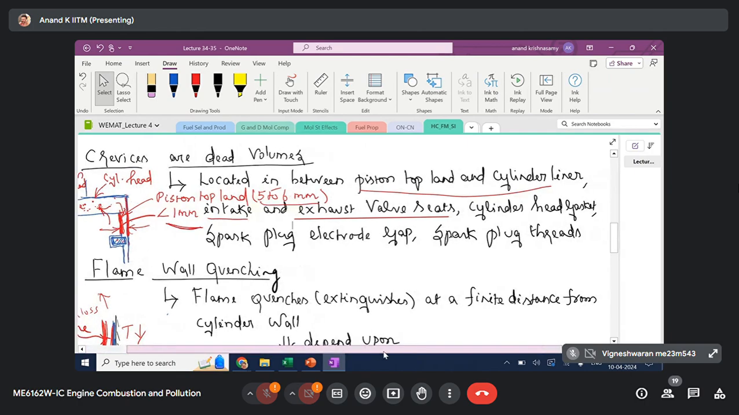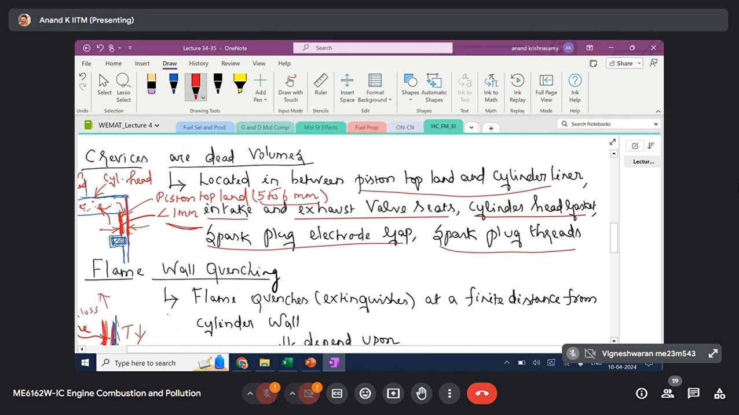Also, you have the cylinder head gasket between the head and the piston region, to seal the head perfectly. This gasket will also have some dead volume, wherein it allows the fuel or mixture to get trapped. The spark plug electrode gap is another crevice volume. Around the spark plug threads, you will have a lot of small volumes available. That volume is enough for the fuel to go in and get occupied. And all these are very small dead volumes.